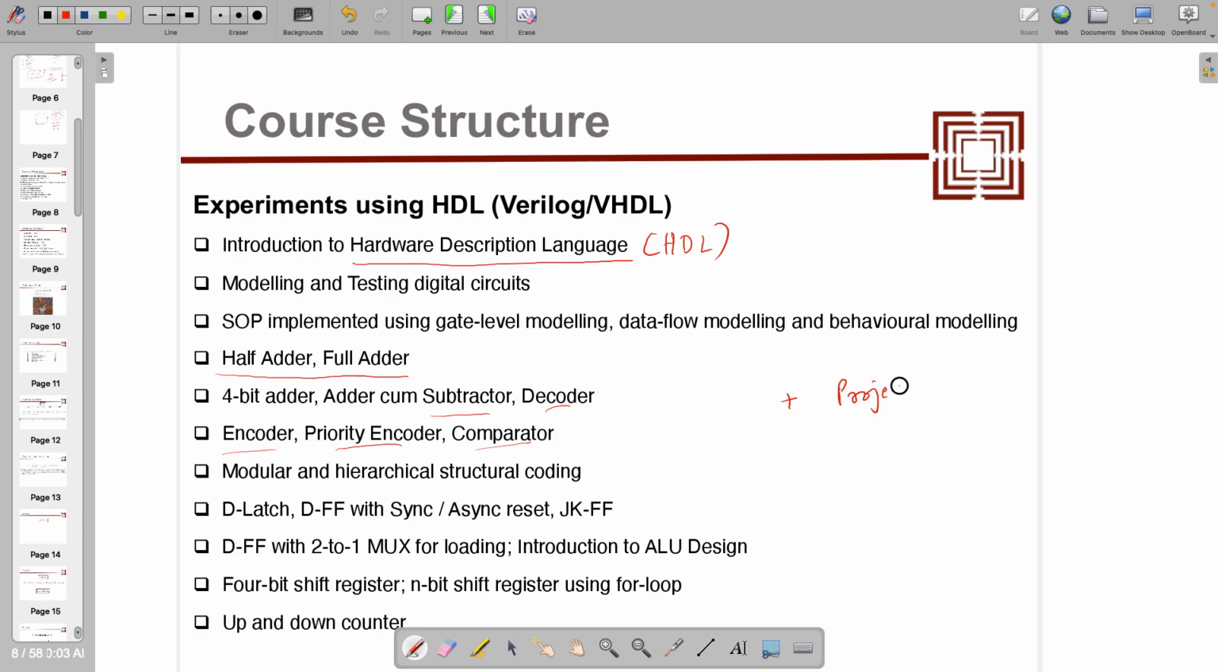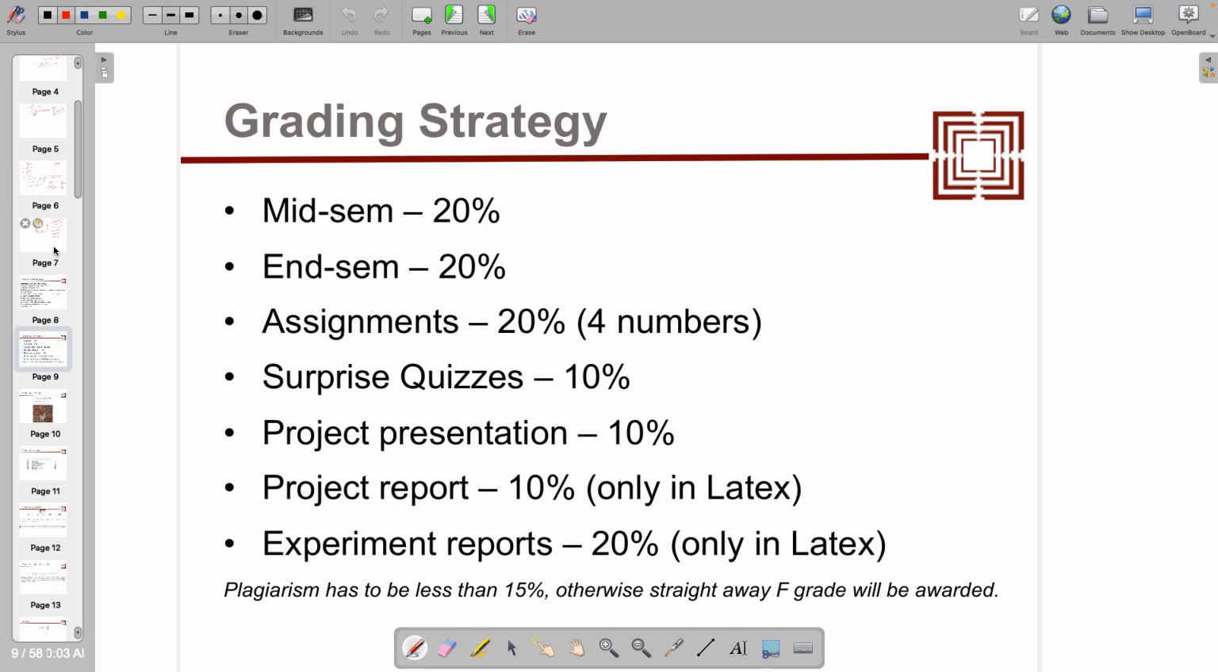In addition to that, I'm expecting you to make one project. So after the mid-semester exam, you select one project in a group of 4 and you submit it, and we will have the presentation as well. So this is our grading strategy. We are going to have mid-sem and end-sem both. I would like to have it open book.